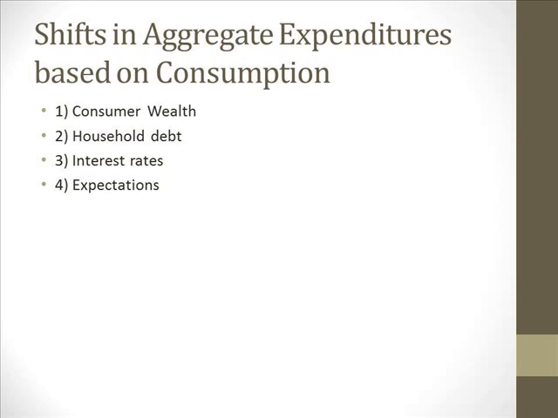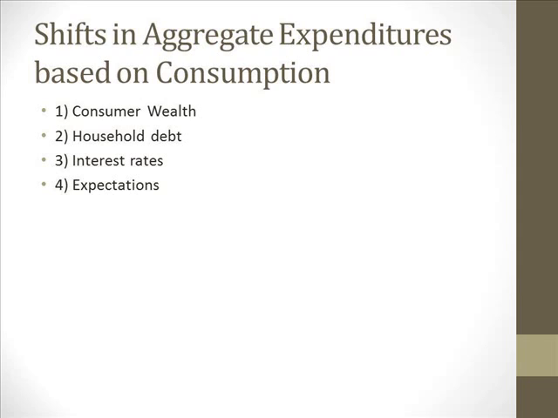Well, let's talk about shifts in consumption. So the four determinants are consumer wealth, household debt, interest rates, and expectations. So you may want to go ahead and write a couple of things down for that. For consumer wealth, if wealth increases, aggregate expenditures increases. So in parentheses, I would write it shifts up.